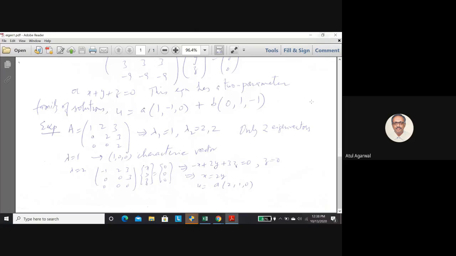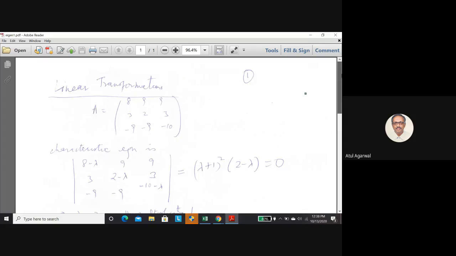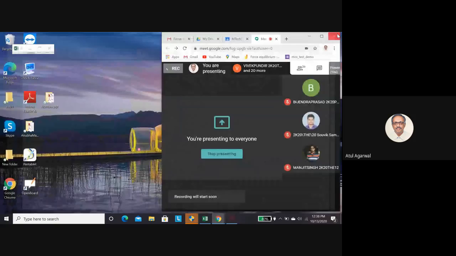Vijendra Prasad, any problems? No, sir. You know how to now calculate eigenvectors? Students often make a mistake in calculating eigenvectors. Okay, so I have shown you some examples.